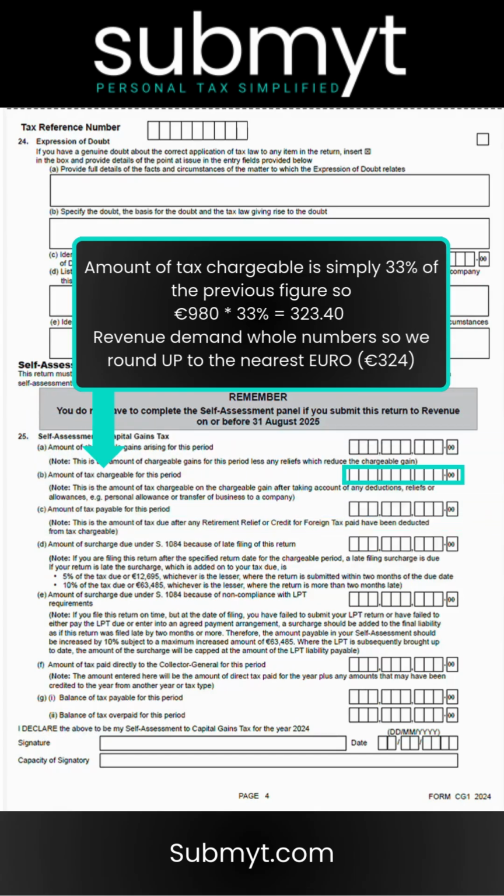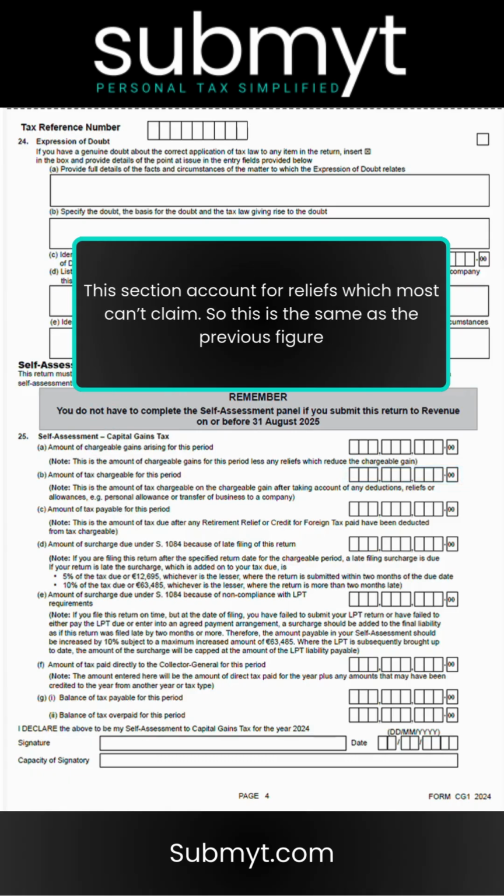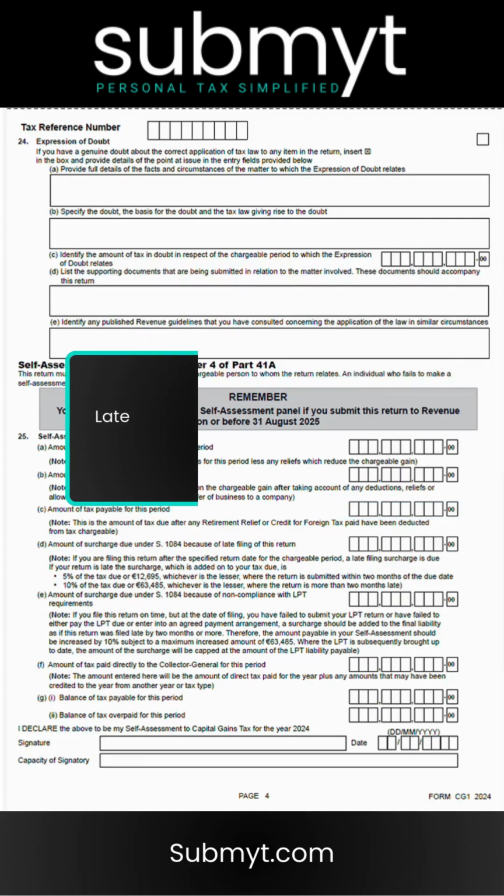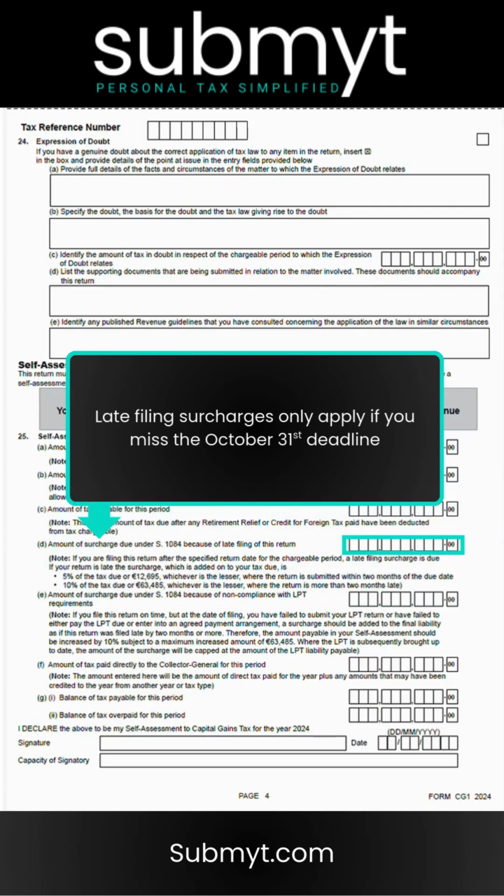The next number would be the amount of tax chargeable, which is simply 33% of that 980 figure. But remember, we must use whole numbers and round up. So in this case, we'd enter 324. The next section accounts for relief, which most people can't claim. So in our example, we would just add 324 into this section as well. Now the next section is a late filing surcharge. So if you miss the October 31st, 2025 deadline, you would enter it in here.